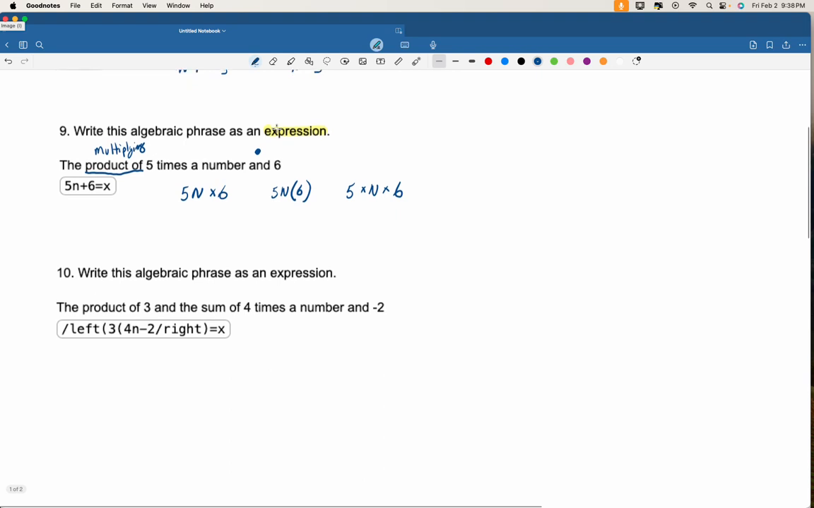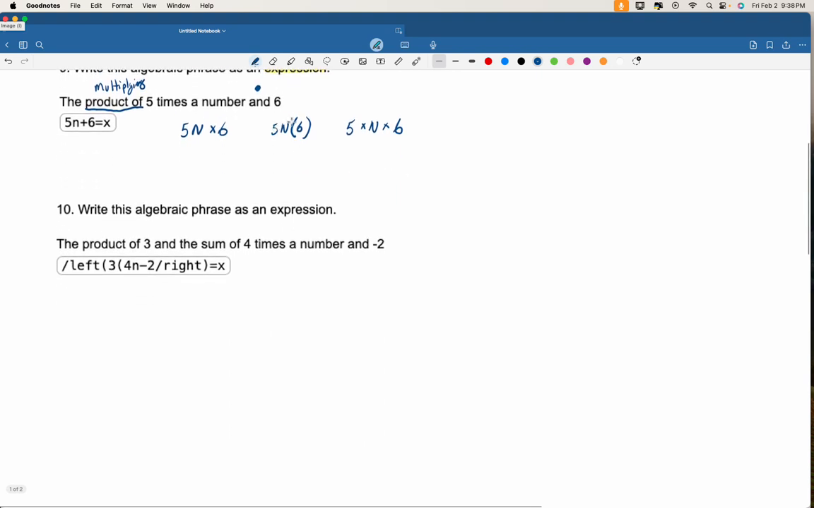So let's look at the last one. And again, this one is an expression, so there's no equal sign. And it says the product of, so we're multiplying again. And now we're going to look for our list to see what we're multiplying. So we have 3, and there's our multiplication symbol. The sum of, so we've got 3 times a sum. So now we're adding stuff together.